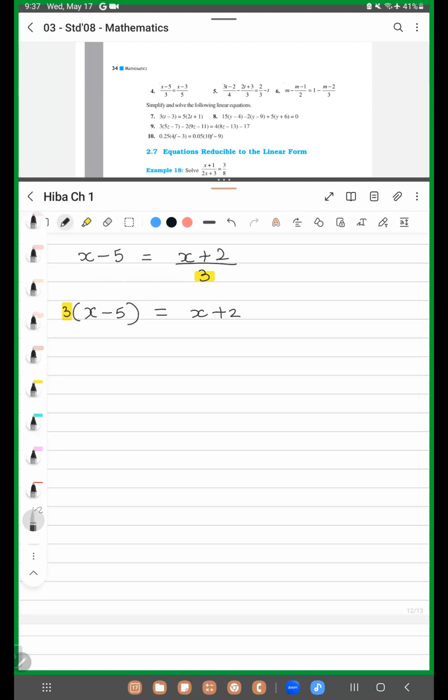हाँ, next we can solve the bracket like 3x, very good, and then minus 15, very good, equals x plus 2, and then we can bring the like terms together. Very good. 3x minus x, which will be 2x, and then is equal to 2 plus 15, no, positive 15. Very good. So क्या हो जाएगा ये? 2x is equal to 17. And then divide by 2.